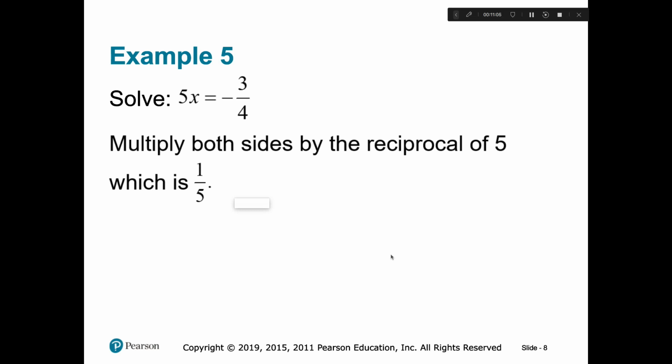5x equals a negative 3/4. In order to divide, we have to multiply by the reciprocal. The reciprocal of 5 is 1/5. So I multiply both sides times 1/5. When I do that, I multiply straight across. Is there anything to cross cancel before I multiply on this one? Nope. So when I multiply straight across, I get negative 3/20.